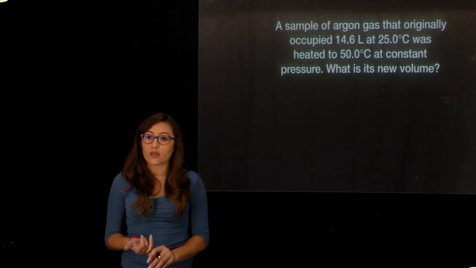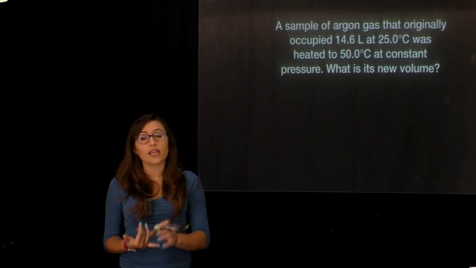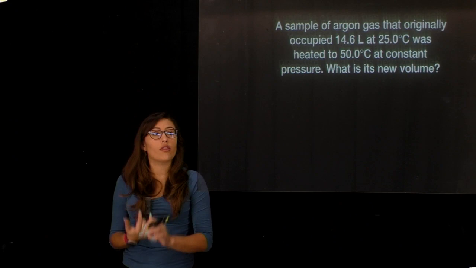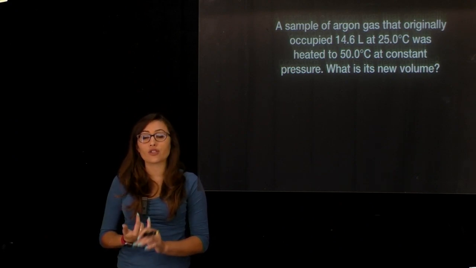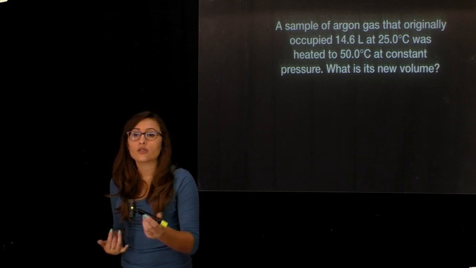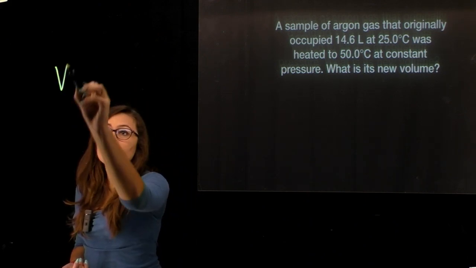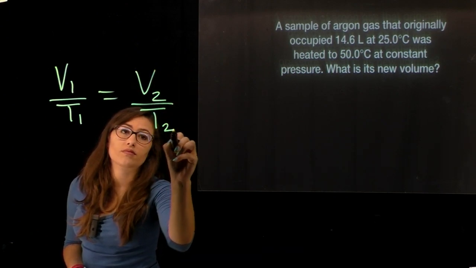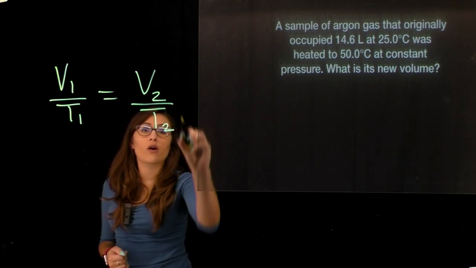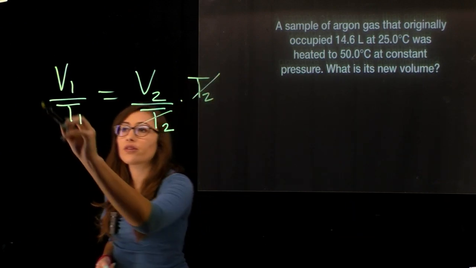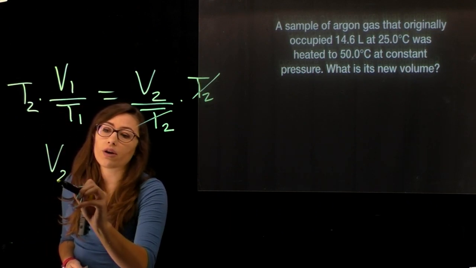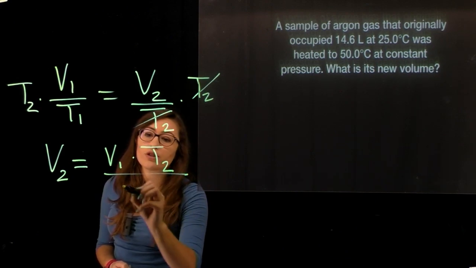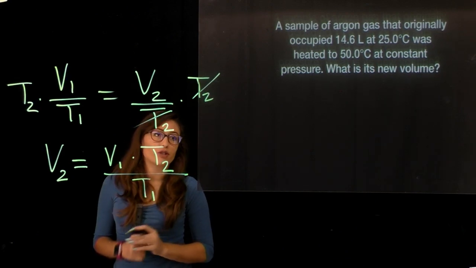We know this is Charles's law, which states that volume is directly proportional to temperature. So as one increases, the other must increase in order to keep pressure constant and the number of moles constant. Let's go ahead and write out the equation. We're solving for our final volume, so let's rearrange this equation to solve for it. Our final volume is equal to our initial volume multiplied by our final temperature divided by our initial temperature.